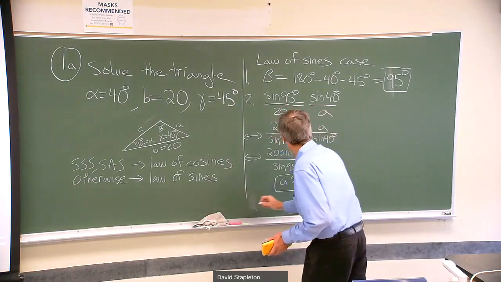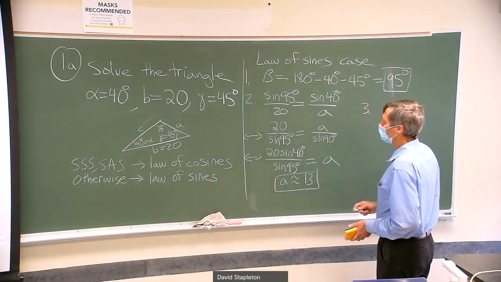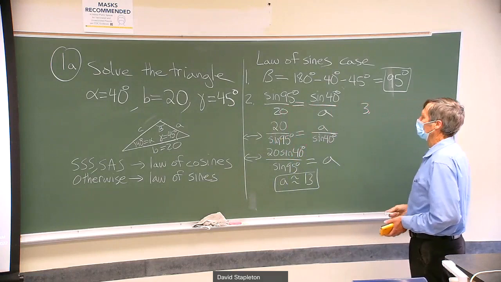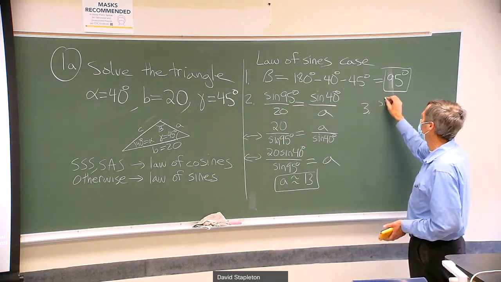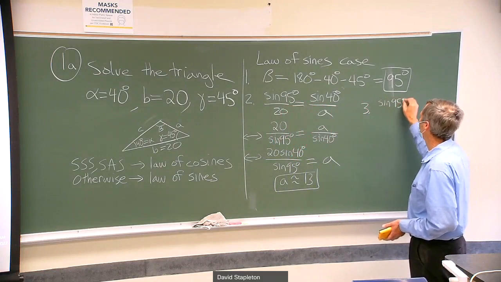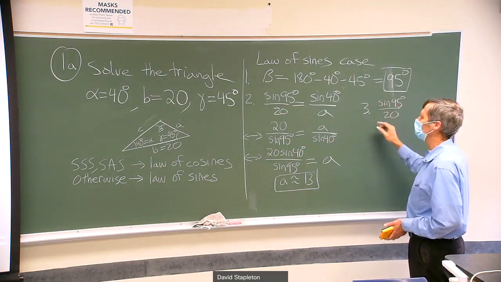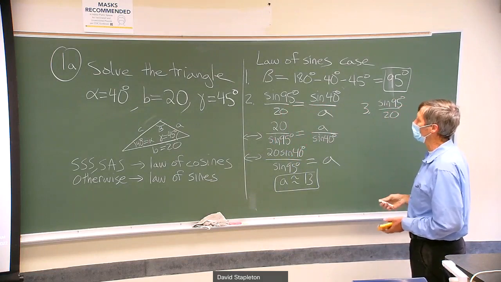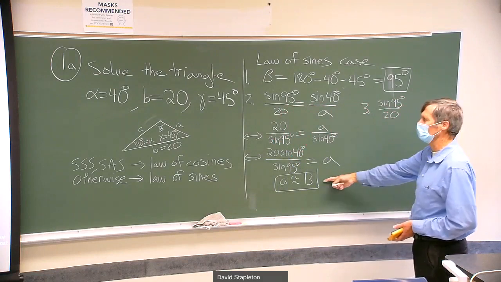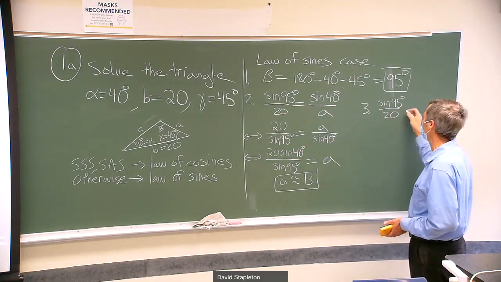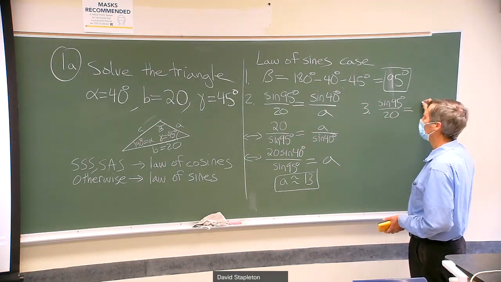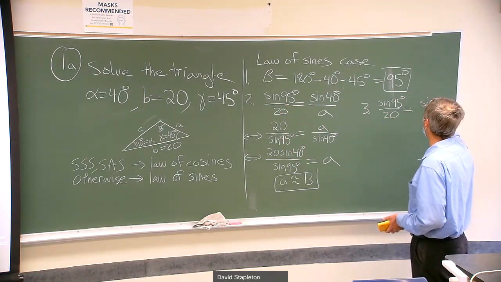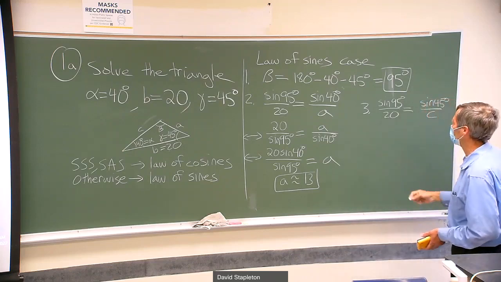Let's put it up here. Now I can say, similarly, sine 95 is to 20. I always like to go back to the old numbers as much as possible in case I made a mistake on my last number. At least I'll propagate it to the next step. I'll say sine 95 is to 20. Similarly, as sine gamma, 45 degrees, is to C, and then I can solve for C in exactly the same way I just did. Right?